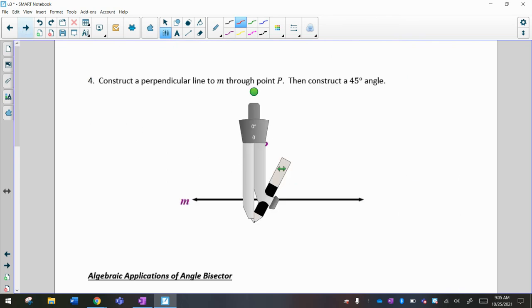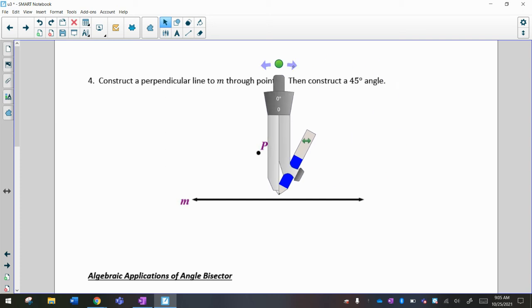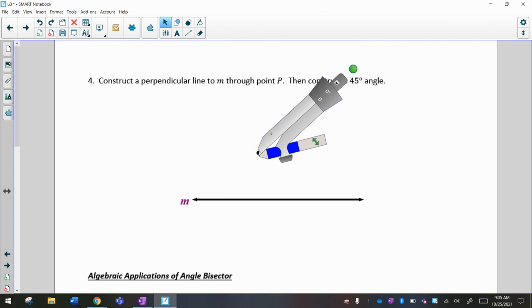All right, turn the page. Construct a perpendicular line to M through point P, and then construct a 45-degree angle. All right, so perpendicular line through P. Well, let's see. That was one of those other constructions that we did. Perpendicular through a point not on the line. That's the one where we kind of need to fake a perpendicular bisector.